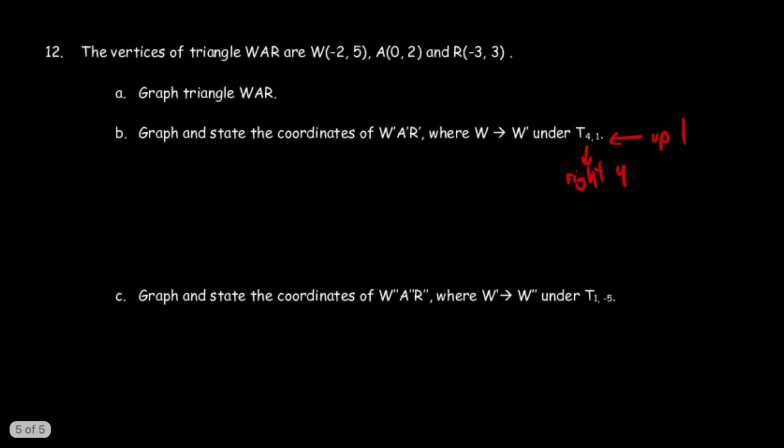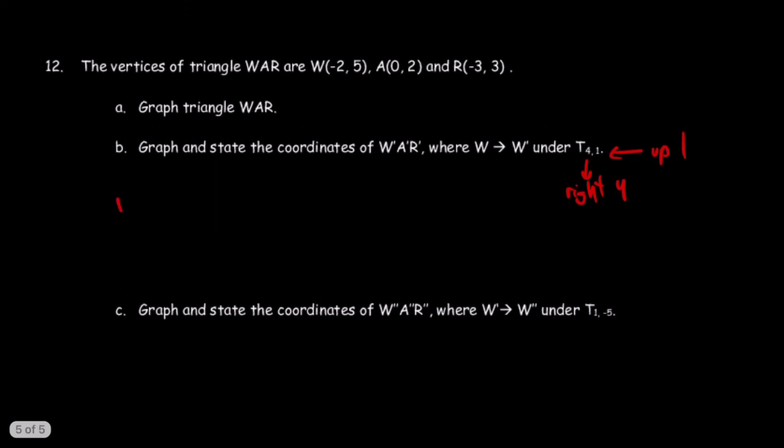Now, if you'd rather get the coordinates first, you can also do that. W prime, A prime, R prime. What you would do to get the coordinates first is add 4 to all of these x values. And you can even do it one at a time. So you could say, okay, W prime, I'm going to add 4 to that. That becomes a 2. Okay, the A prime, add 4 to that. That becomes a 4. And the R prime, add 4 to that.